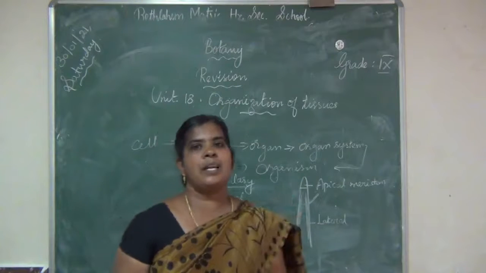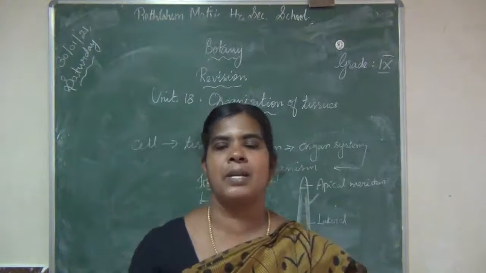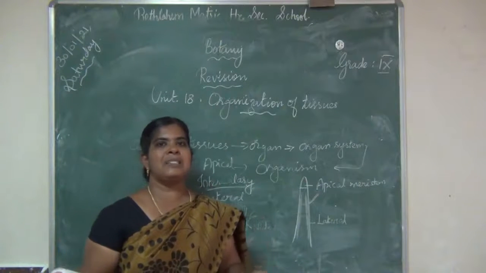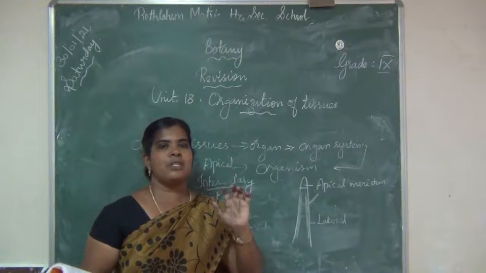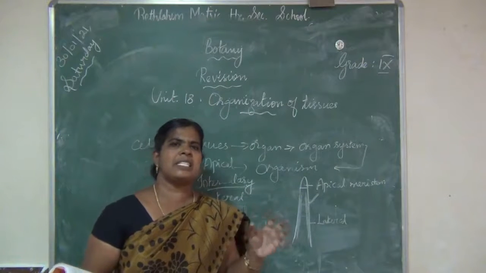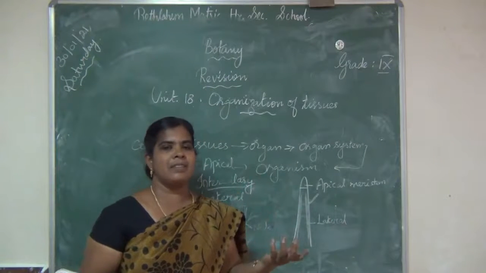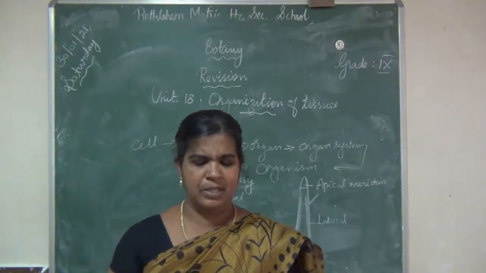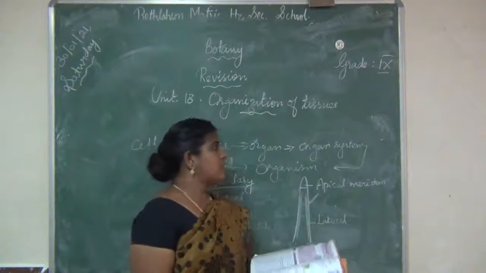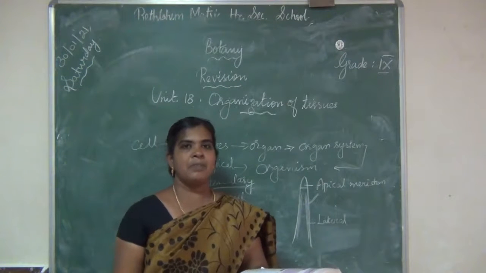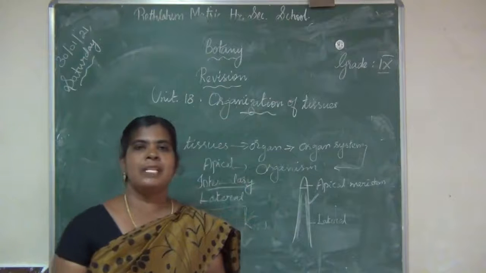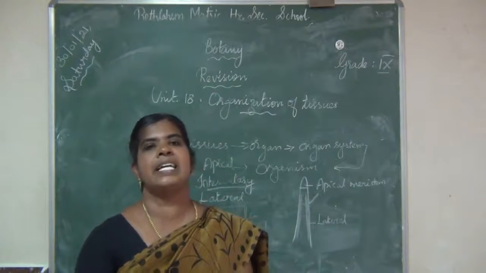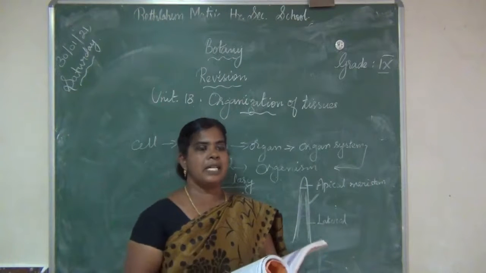So what are the types of plant tissues? There are two types of plant tissues, permanent and meristematic. We learned about meristematic tissue today, isn't it? So what is the meaning of meristem? Meristem means actively dividing. From which language did it come? The Greek word, isn't it? Meristem comes from the Greek word meristos, which means actively dividing. You must know the characteristic features of meristematic tissue.